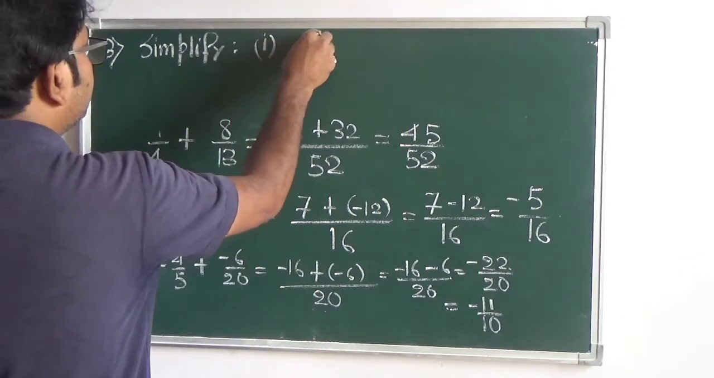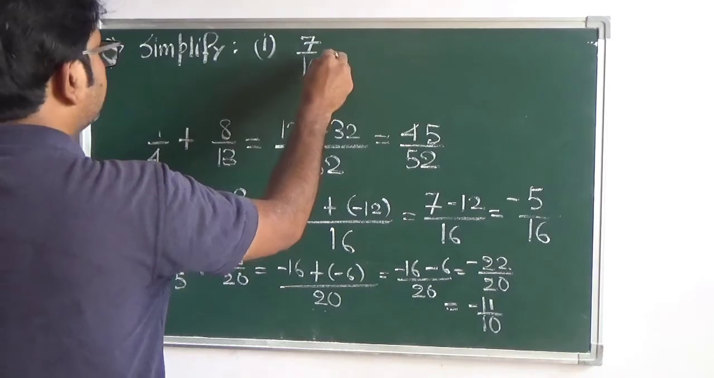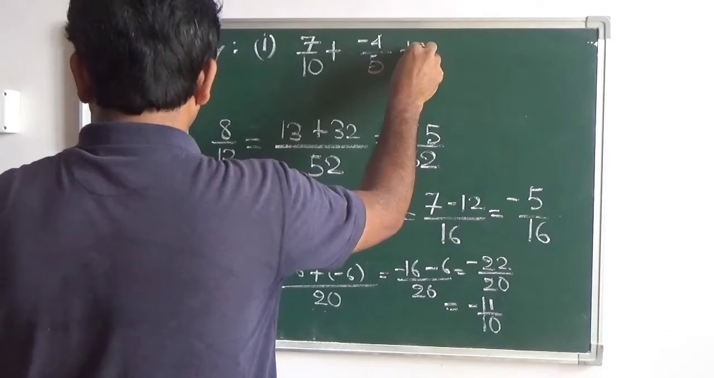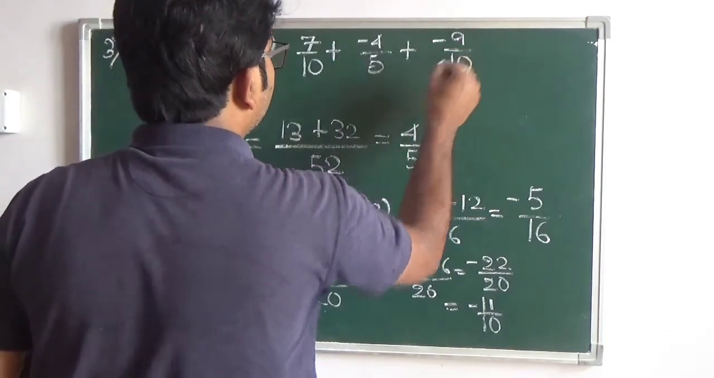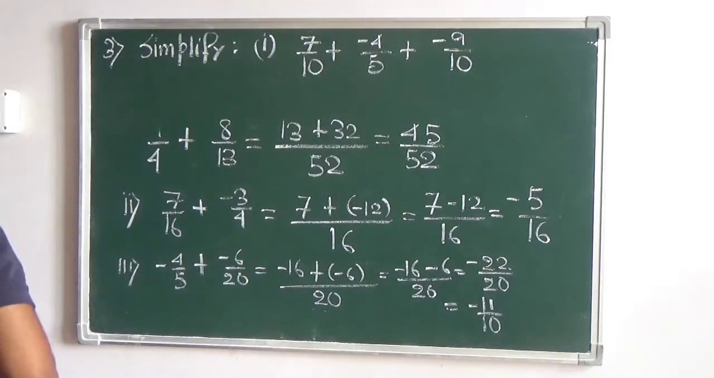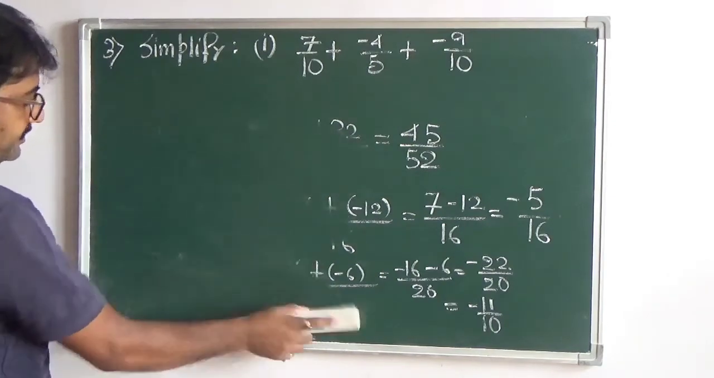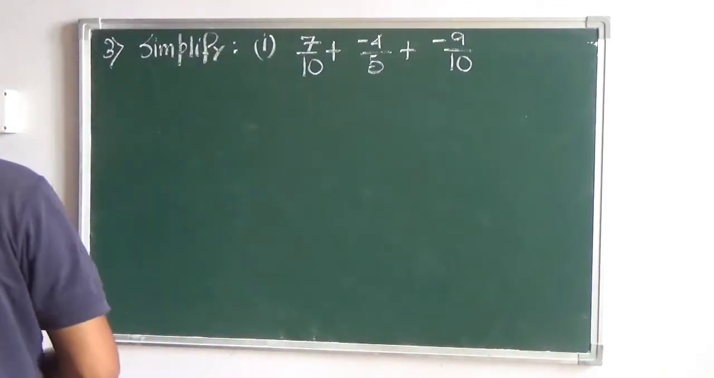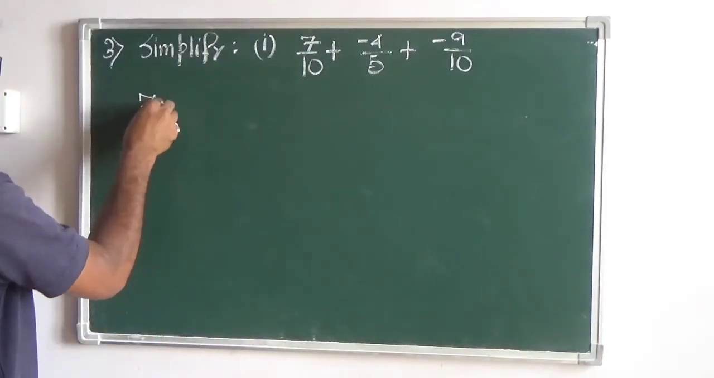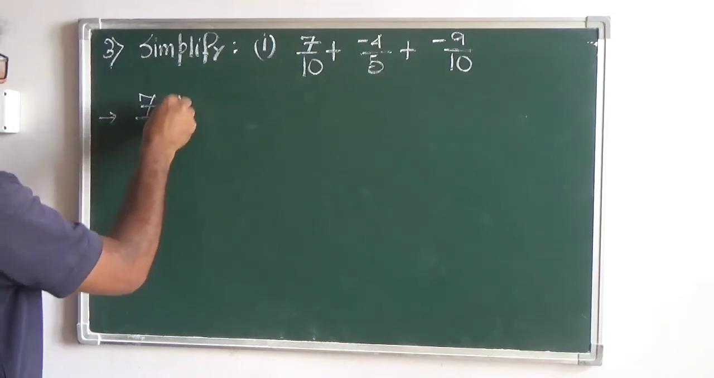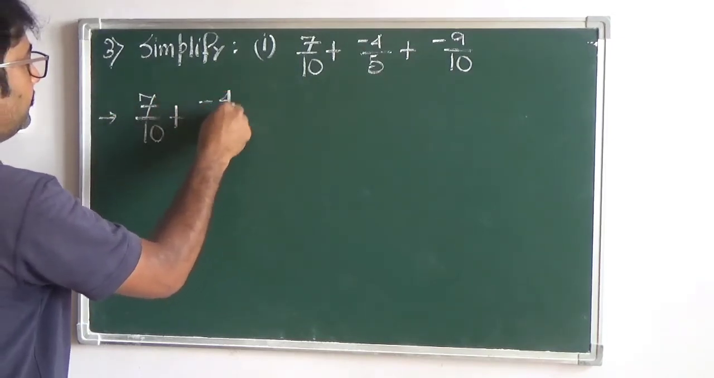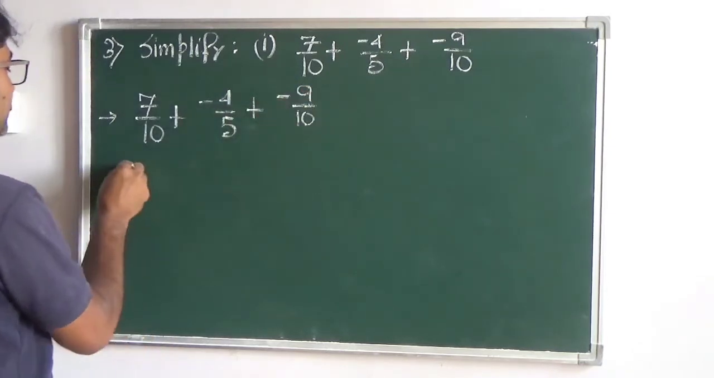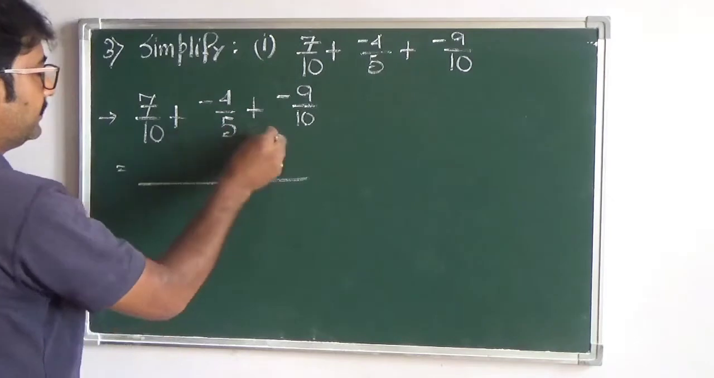First question is 7 by 10 plus minus 4 by 5 plus minus 9 by 10. So what you do, you take the LCM of the denominators in each of the three. We have 10, 5 and 10. So the LCM will be 10.